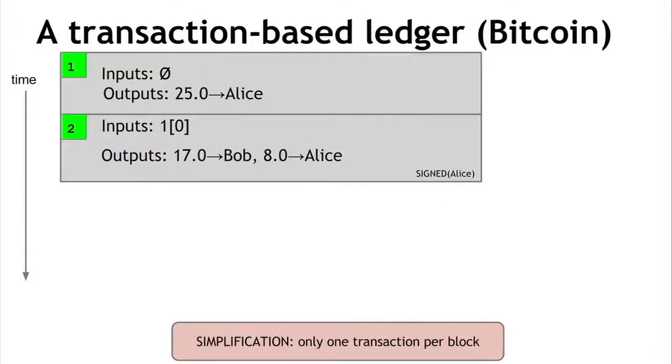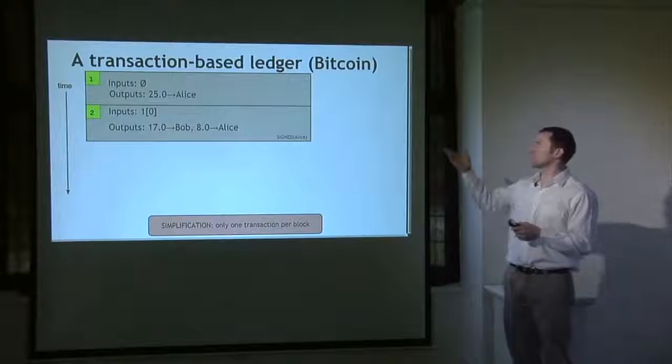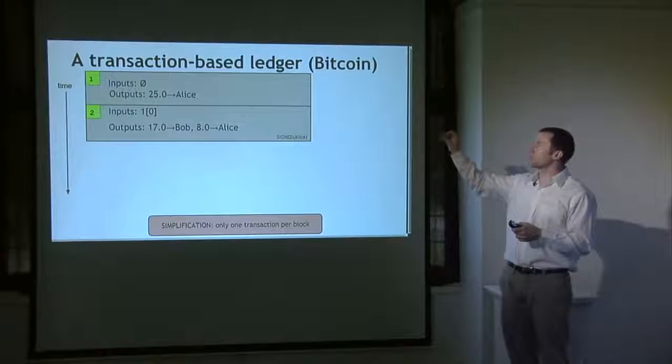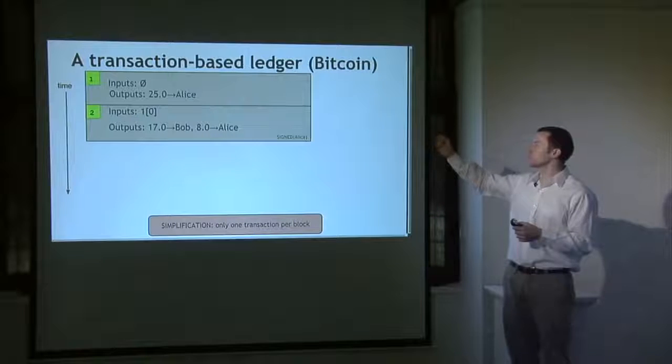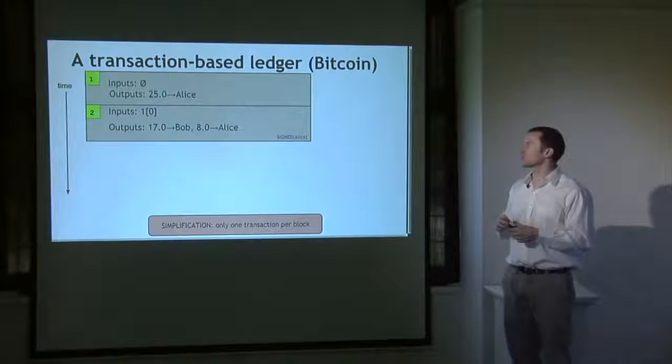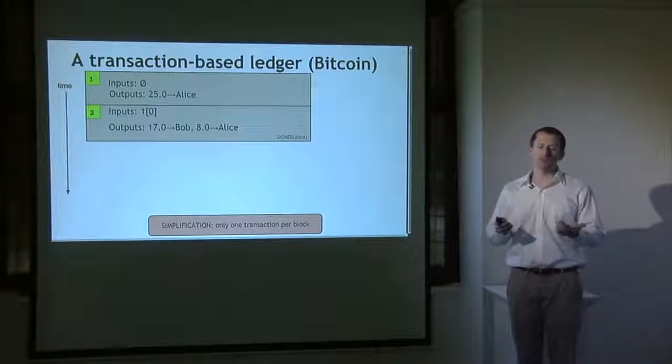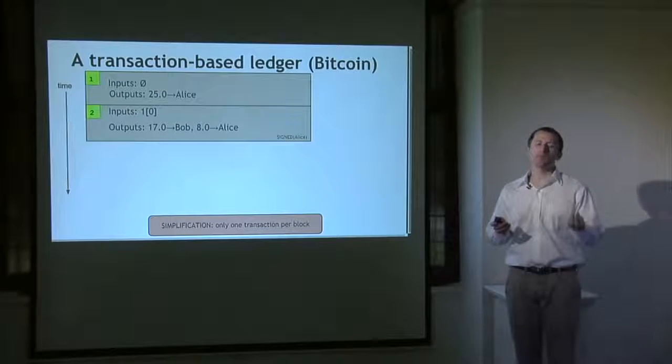Now, let's say that Alice wants to send some of those coins over to Bob. Well, now she has to explicitly refer to the previous transaction where these coins are coming from. So the input to this transaction will be output index 0 from transaction 1, which we can see from the very previous transaction in the log was a transaction that assigned 25 bitcoins to Alice. And now there are two outputs of this transaction. One of them is 17 coins to Bob, and one of them is 8 coins to Alice.